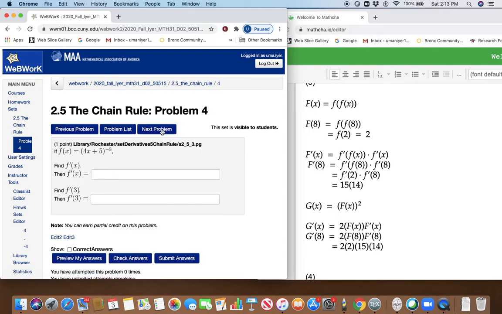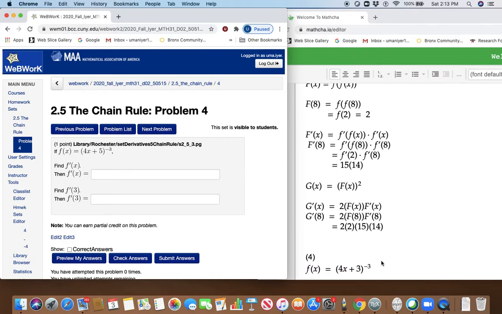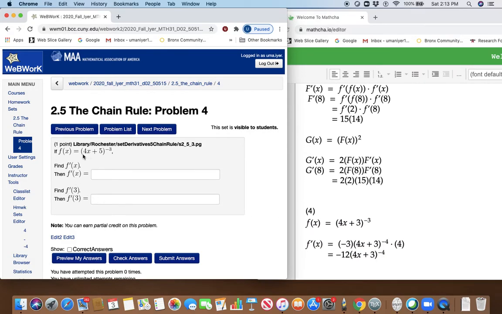Next problem. F(x) equals parenthesis 4x plus 5 power negative 3. The derivative, well, you always start from the outer function. Power is the outer function. Power comes down and reduces by 1. Inner object is kept as it is. After that, times, take the derivative of the object inside.